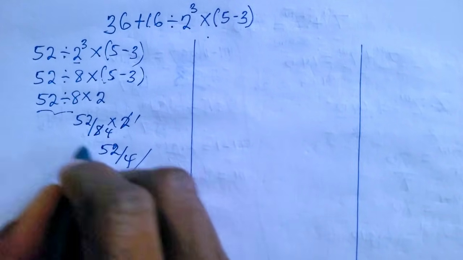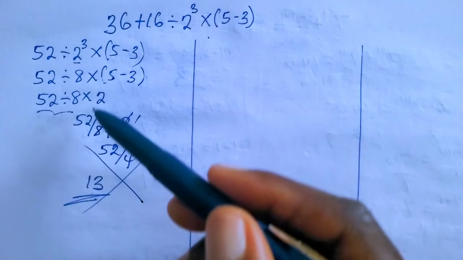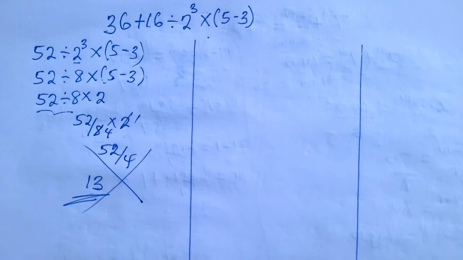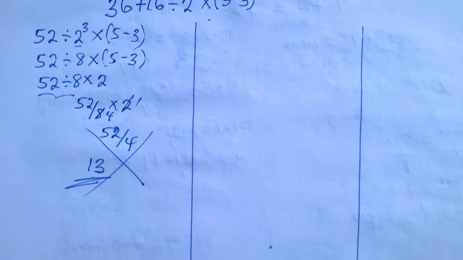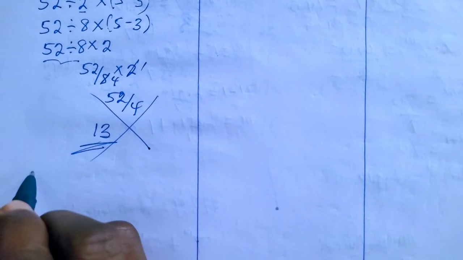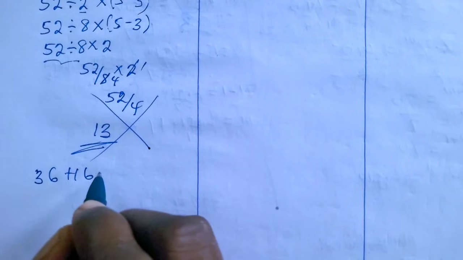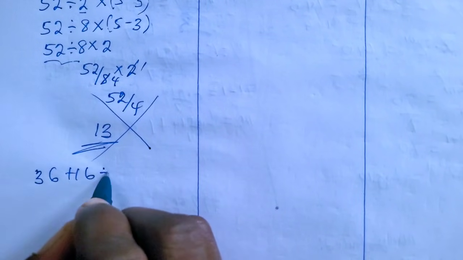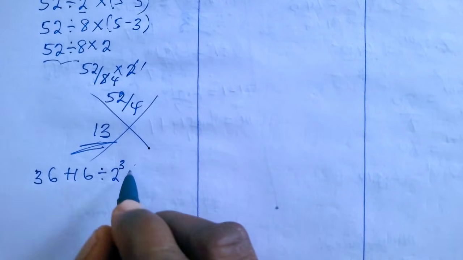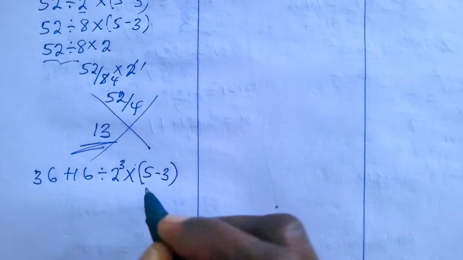But this answer is wrong. Therefore, this first approach here is completely wrong. Do not make this mistake. Now, to get this right, we are going to have 36 plus 16 divided by 2 to the power of 3, then multiplied by (5 minus 3).